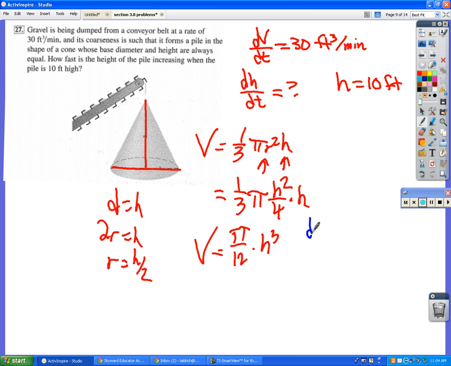dV/dt is 3 times pi over 4 h squared times dh/dt.